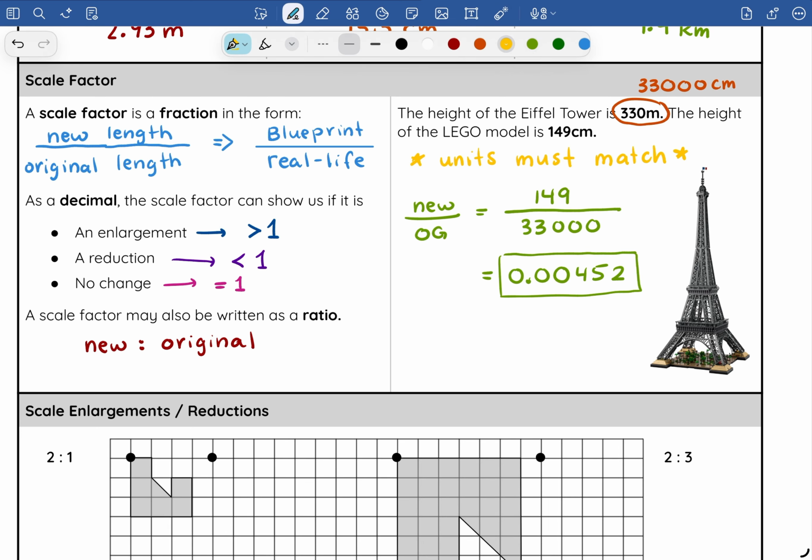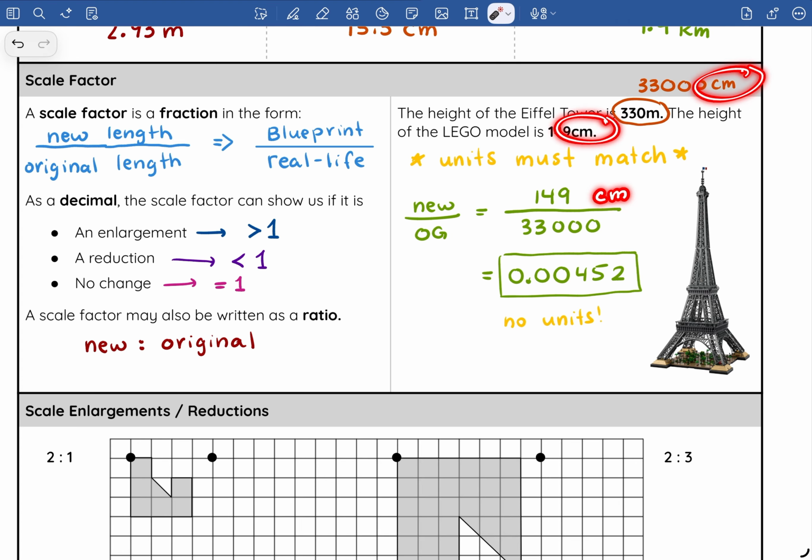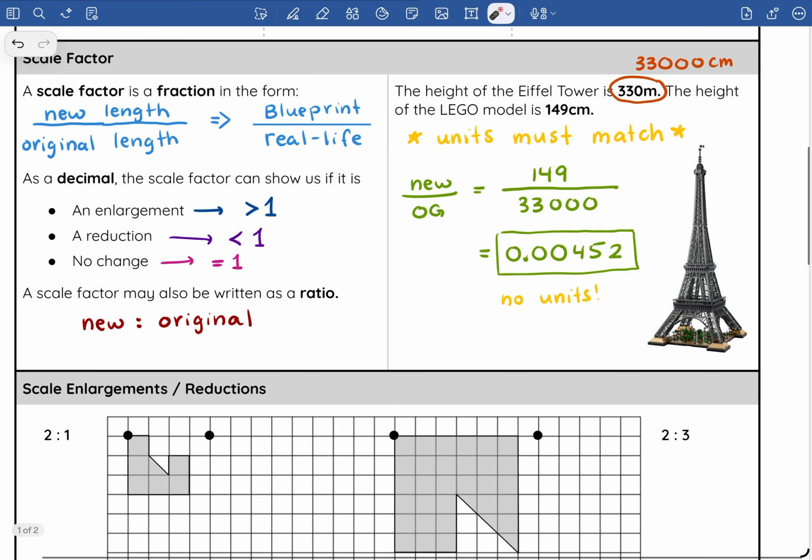The other thing is when you're writing a scale factor, the decimal here, there are no units attached. I noticed this on the quiz. So even though we had fixed these as being both centimeters, essentially going into the scale factor, we have centimeters on the top and bottom, and they cancel each other out. And so the scale factor itself is just saying how much bigger or smaller it is. We have no units for this one. Okay.